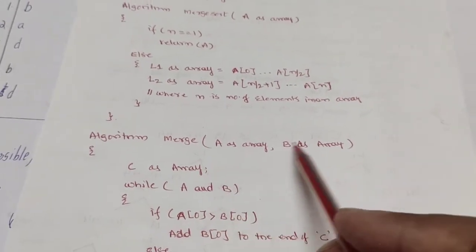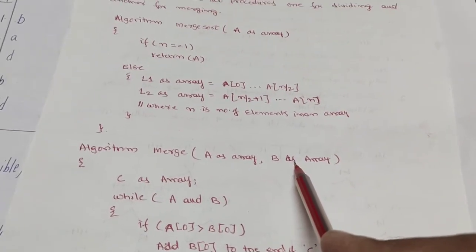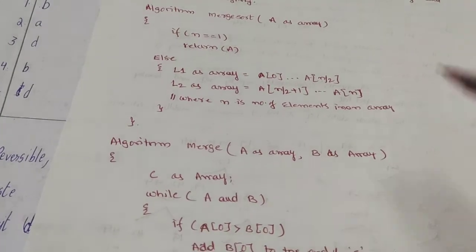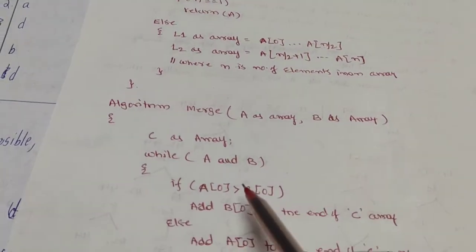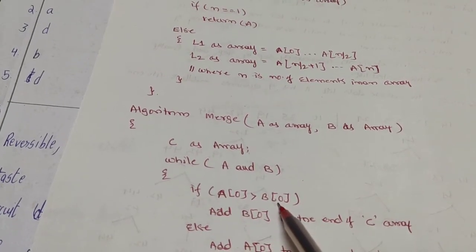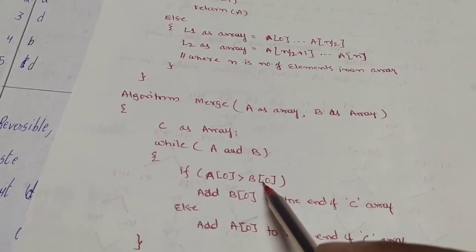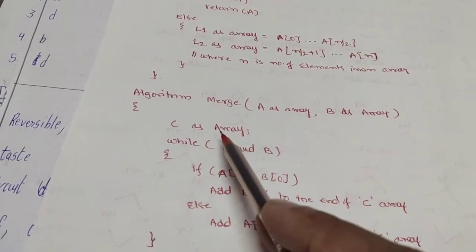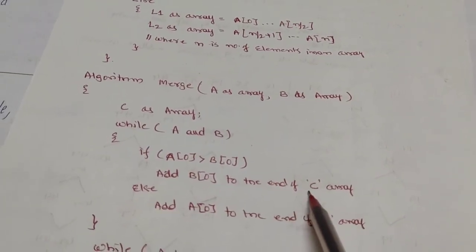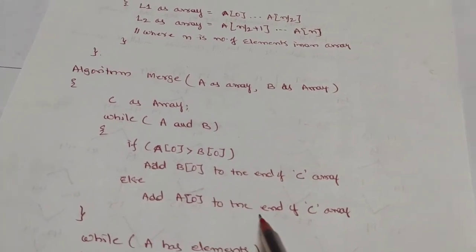Let us consider A and B are arrays, and C is another array. L1 and L2 are sent from up to this one. While A and B have elements, the first element in A is compared with the first element in B. If A's first element is greater, then B's is the smaller element. So what are we going to do? The smaller element is added to the final list. The final list is C. So add B0 to the end of C. Otherwise, A is smaller, so add A0 to the end of C.